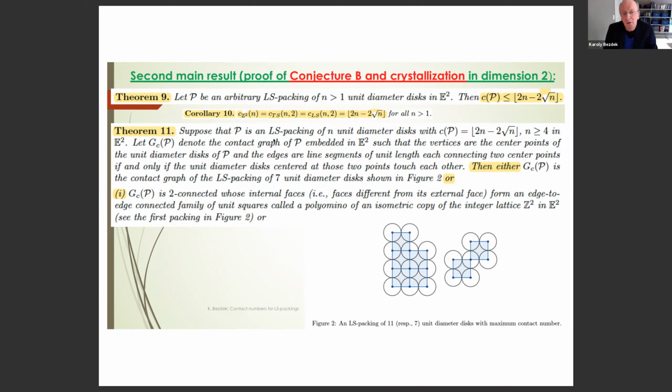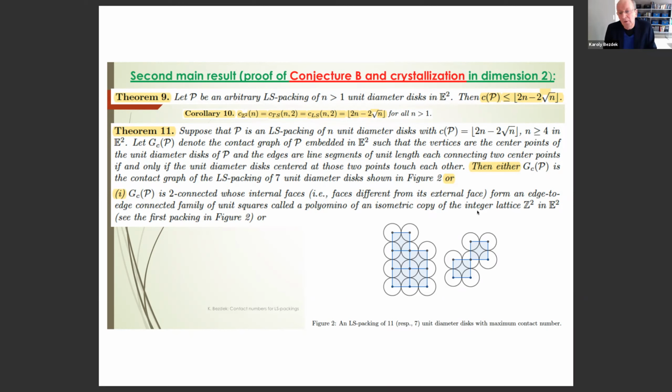So if now we take a locally separable unit disk packing in the plane with maximum possible contact number for a given n, and we imagine that the contact graph is actually embedded in the plane such that the vertices are center points of our unit diameter disks, and edges of our contact graph are line segments of unit length connecting the center points, then the extremal contact graphs are of the following type.